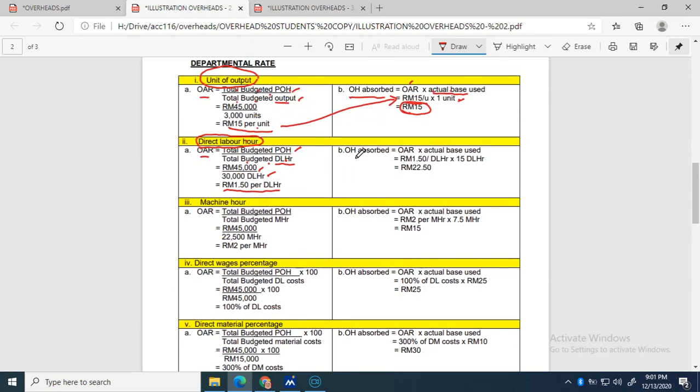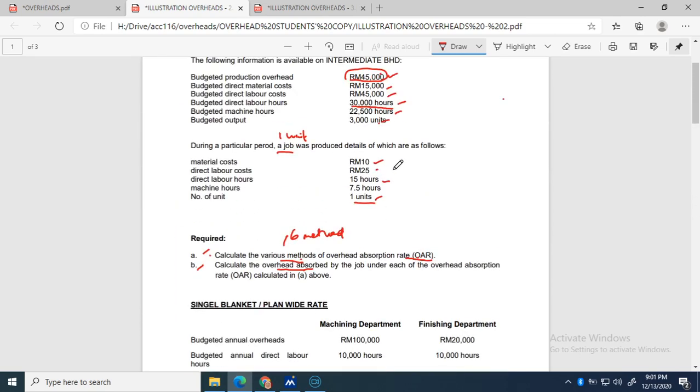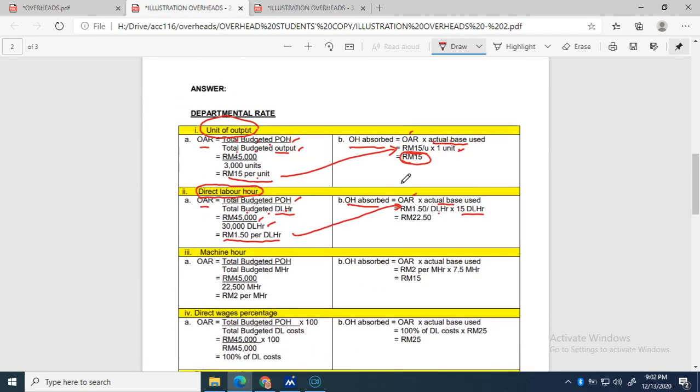And then B, we have to absorb OAR. So OAR RM1.50 per direct labor hour times the actual basis used. So per labor hour, we times with the labor hour. Refer to the job. How many labor hours used? Direct labor hours is 15 direct labor hours. So you times with 15 direct labor hours. So 1.5 times 15, you get 22 ringgit and 50 cents for one job of the product.